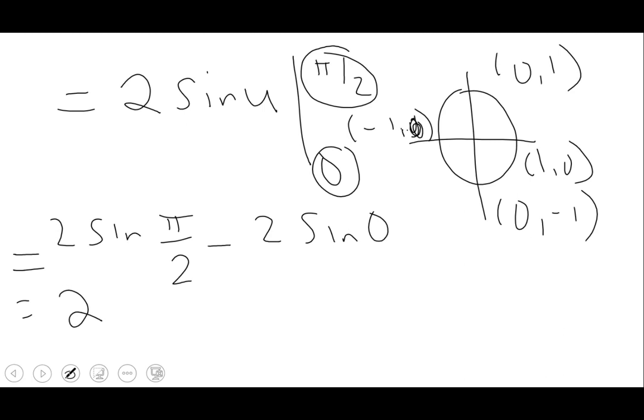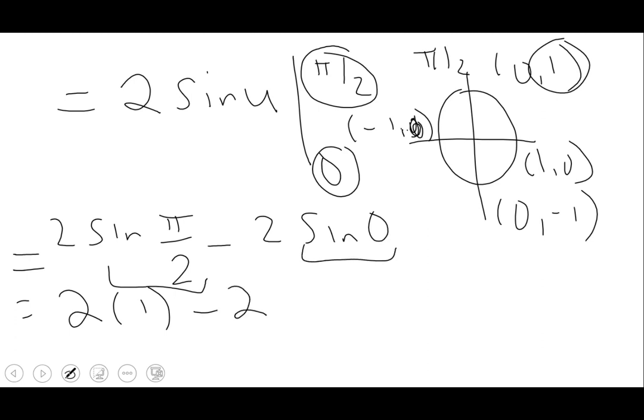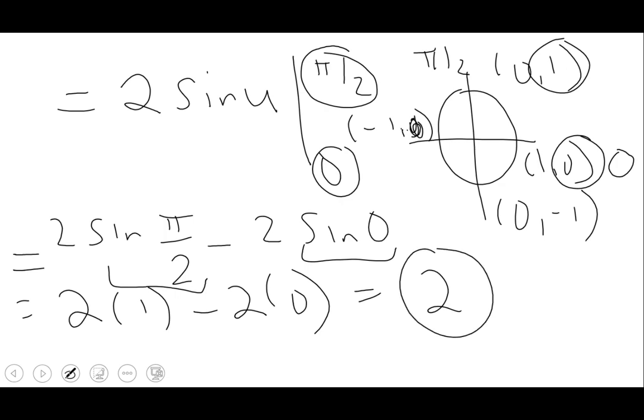So 2, the sine of pi over 2, go up here to pi over 2. The sine is the y value, which makes this 2 times 1. Minus 2, the sine of 0, go to 0. The sine is the y value, which is 0, which means your final answer to this problem is just a 2.